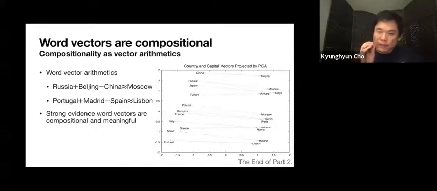This was one of the strongest pieces of evidence that word vectors are compositional and do indeed capture the meanings of words. Thereby we can use these word vectors to build artificial intelligence systems that can understand human language as well as we could. And that's it for the second part.